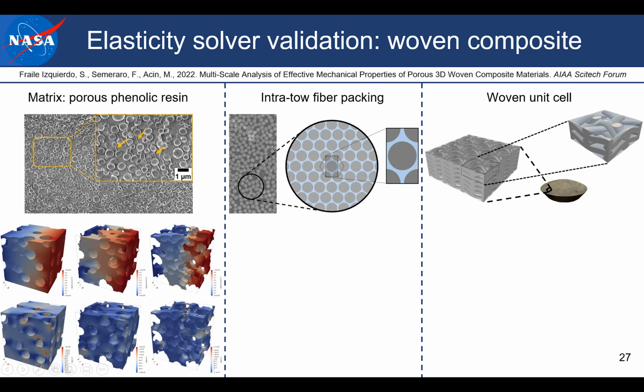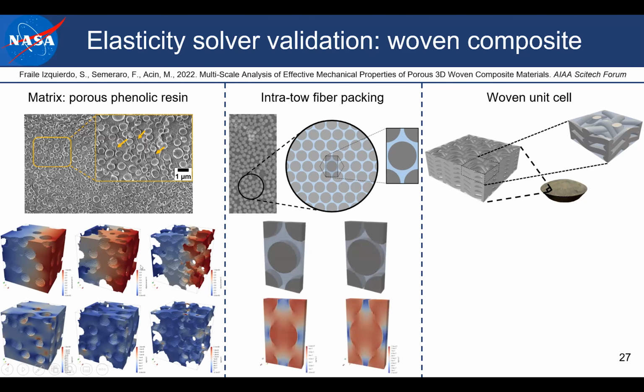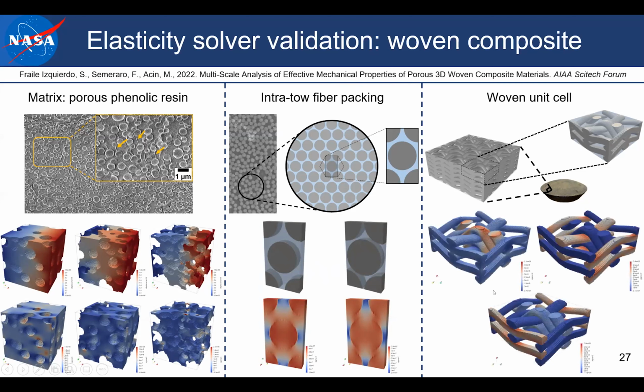Here are the results for different runs on the phenolic porous resin for different levels of porosity. In the middle is the unit cell for the intra-tow fiber packing with different levels of fiber packing. Finally, on the right, we have the woven unit cell for this specific 3D weave, displacing it in the X, Y, and Z directions. And these are the stresses that are obtained on the tows.